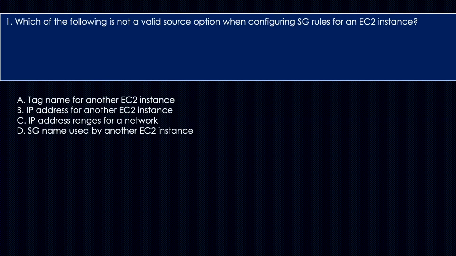1. Which of the following is not a valid source option when configuring SG rules for an EC2 instance? A. Tag name for another EC2 instance. B. IP address for another EC2 instance. C. IP address ranges for a network. D. SG name used by another EC2 instance. Answer: A. Tag name for another EC2 instance.